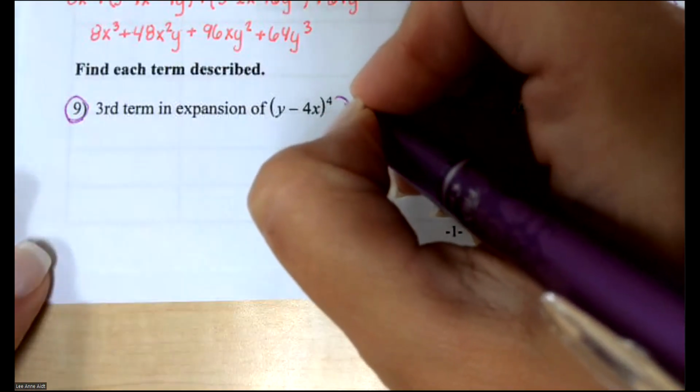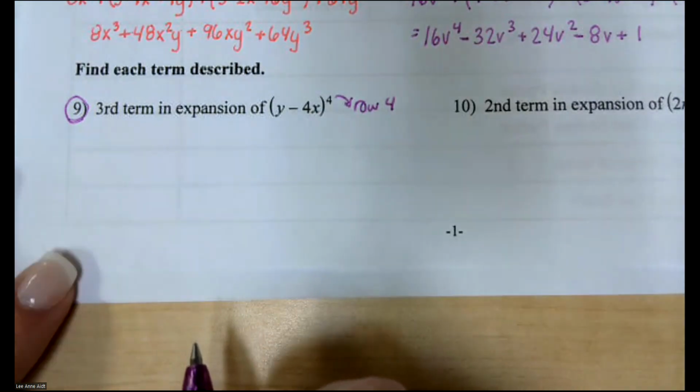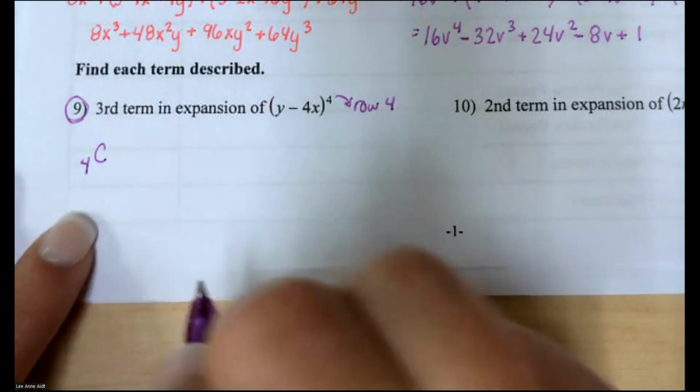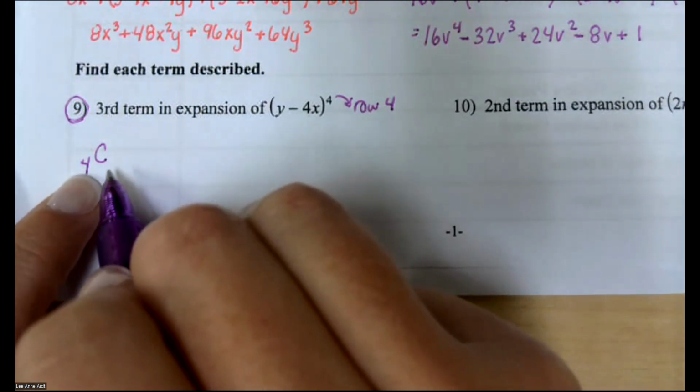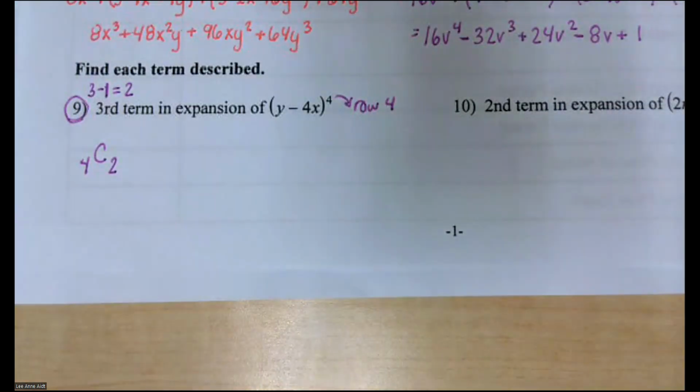Okay, so you're in row 4. You can tell because of the 4 on the exponent. So it's going to be 4 combination something. And you have to remember that the rows all start with combination 0. So if we want the third one, we go 3 minus 1 is 2 for combination 2.